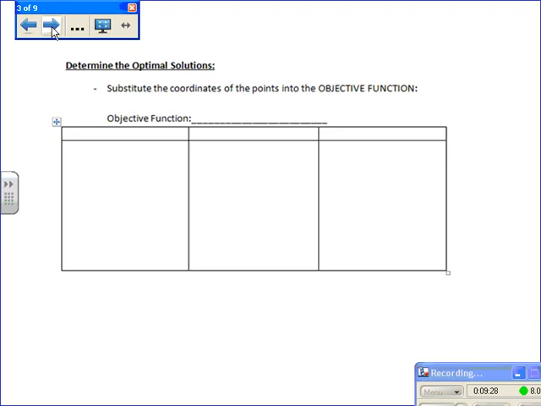So if we want to check the vertices of our feasible region, we can simply take all the points and substitute the values for those points into our objective function. This was our objective function for this problem. Revenue is equal to the cost of gas, $1.10, times the number of liters of gas, plus the cost of heating oil, $1.75, times the number of liters of heating oil.